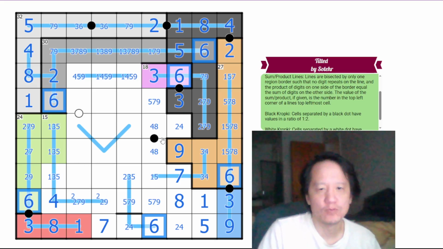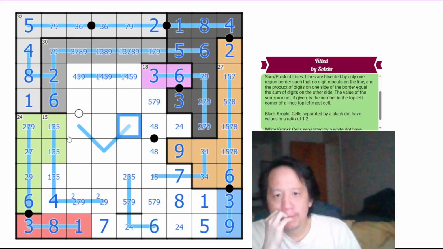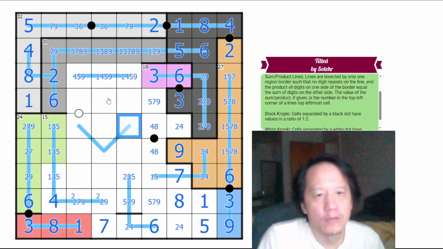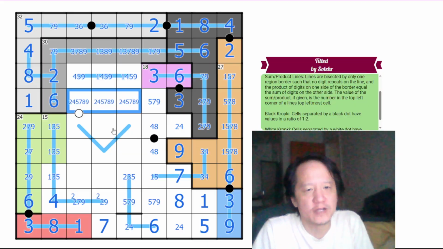7 has to be one of these two digits here. That's not very helpful. Okay, what are the remaining digits in row 4? We have 2, 4, 5, 7, 8, 9.